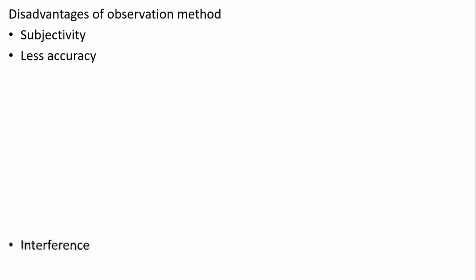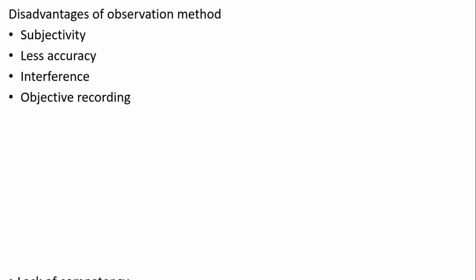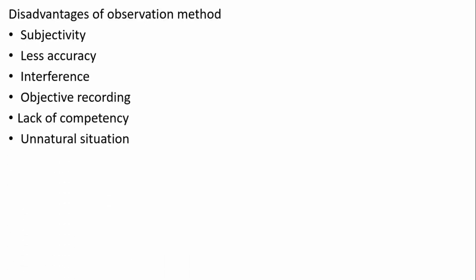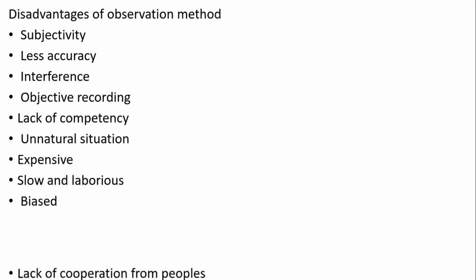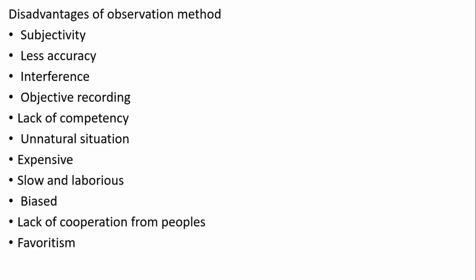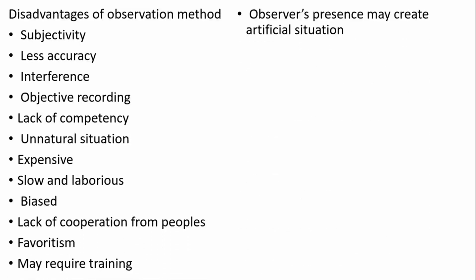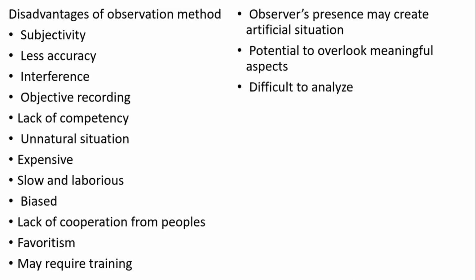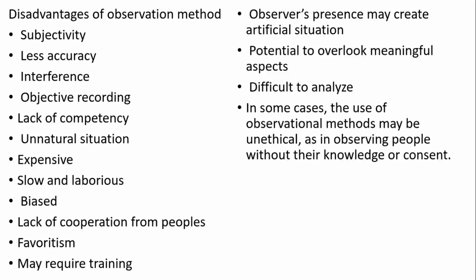The disadvantages include subjectivity, less accuracy, interference, lack of competency, unnatural situation, expensive, slow and laborious, biased, lack of cooperation, favoritism, may require training, observers' presence may create artificial situations, difficult to analyze. In some cases, use of observational methods may be unethical, that is, observing a person without their knowledge or consent.